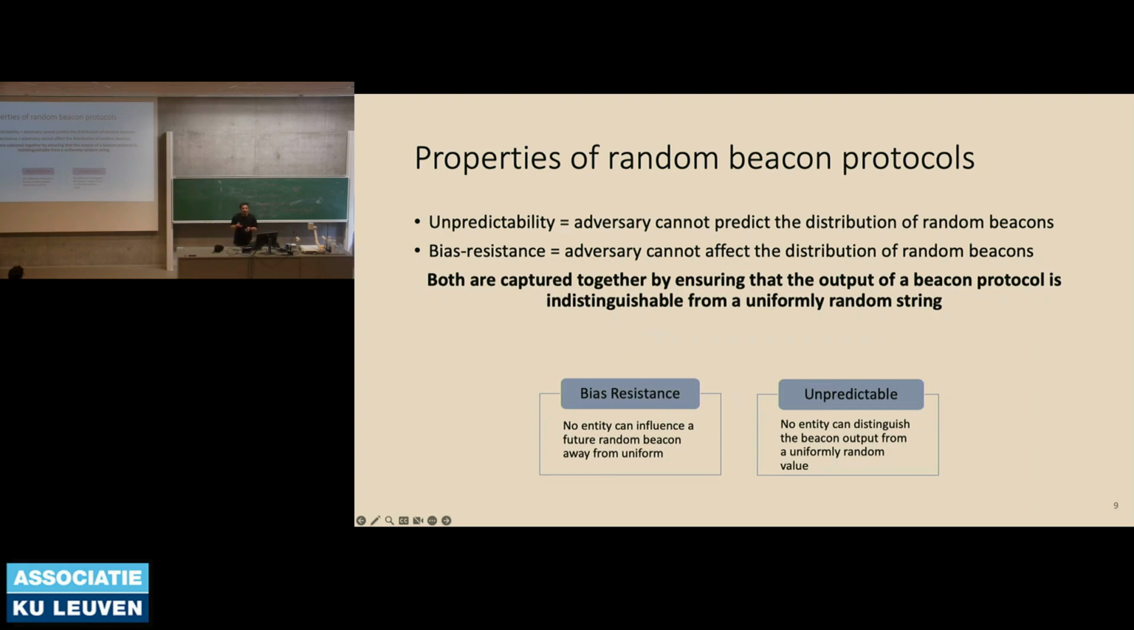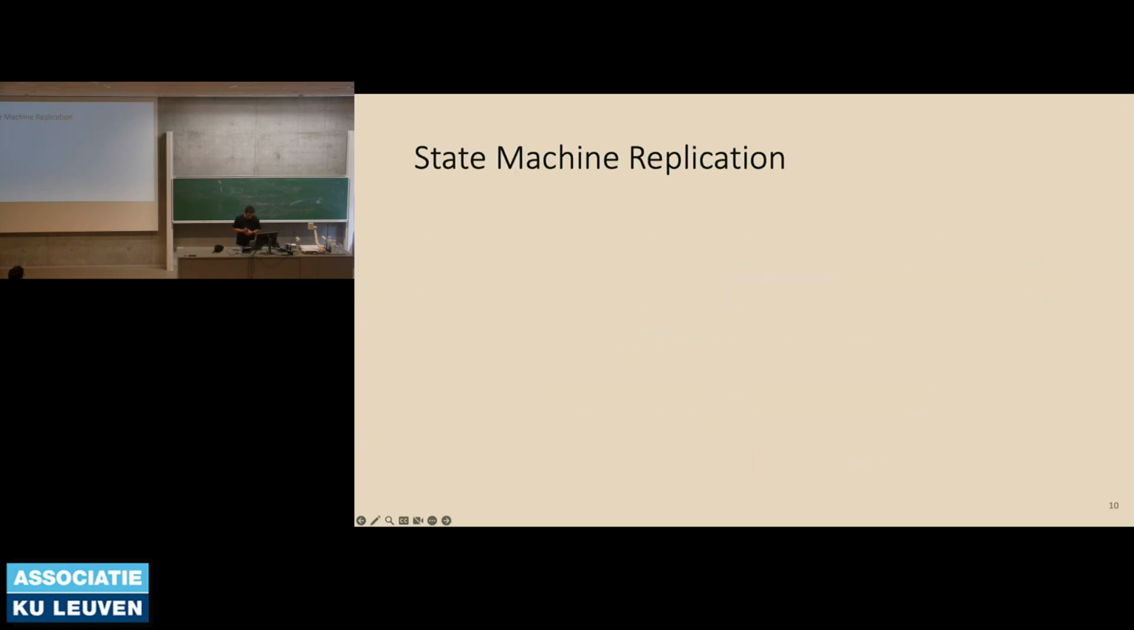And at the same time, if it was unpredictable, he can look at part of the string and predict the next part. So then again, he could distinguish. So this one game captures both unpredictability and bias resistance, and this is what we'll use in our security definitions, but I'll not describe this. But just for your information, this is the modern definition of randomness for randomness beacons.